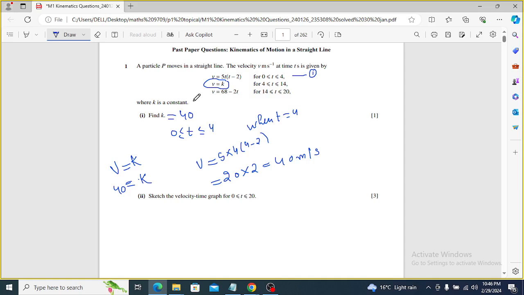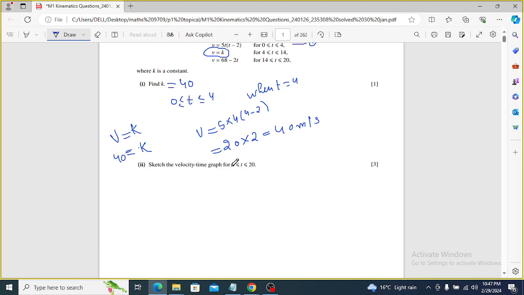So the first one is done. Now the examiner is saying sketch the velocity time graph from 0 to 20. From 0 to 20, 3 time intervals are given: 0 to 4, 4 to 14 and 14 to 20. So how you are going to get your graph, look, we know for the first interval, and the first interval is 0 till 4. For 0 till 4, velocity is 40 meter per second.